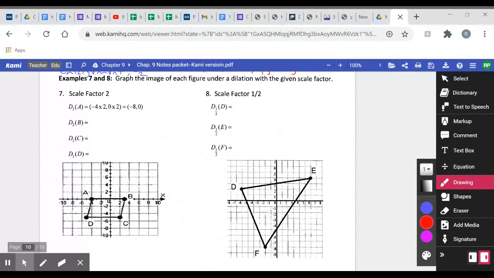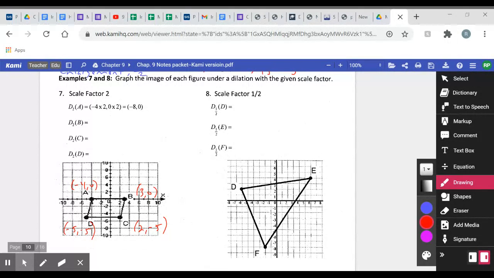You can see that A has already been done for us. We can see that's the point -4, 0. I can see B is at the point 3, 0. I can see C is at 2, -5. And I can see D is at -5, -5.